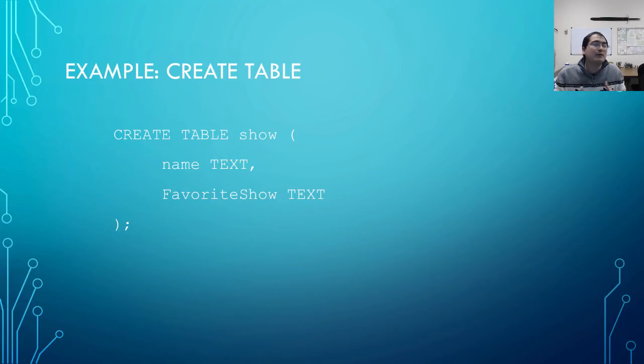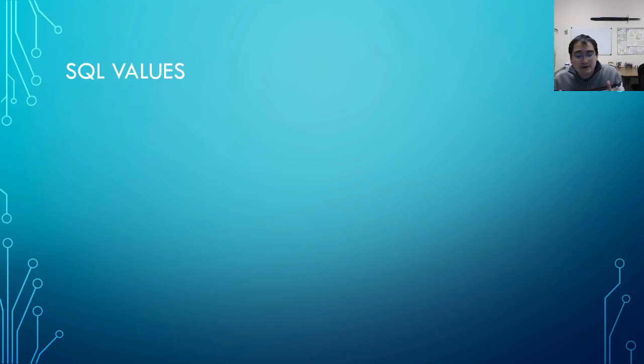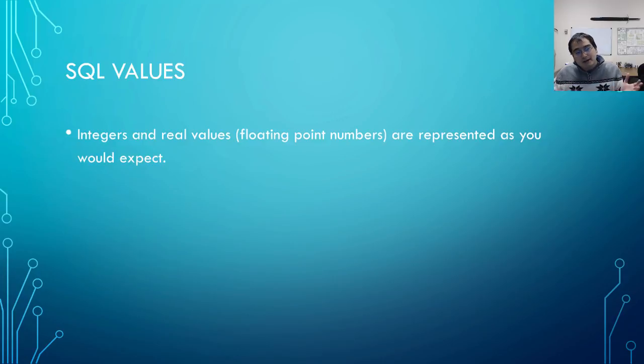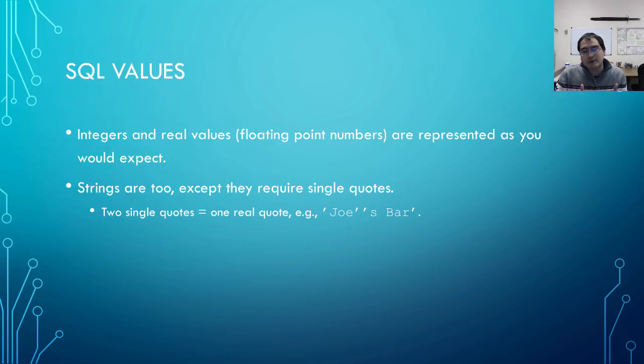Now let's talk about how we add data to this table. In order to do that, we need to first talk about values. How do you represent numbers and strings in SQLite? Integers and real values are basically what you expect. If you want to represent a 3, you write a 3. If you want to represent 3.5, you write 3.5. Strings are pretty simple too, except you're only allowed to use single quotes to denote strings. So you have a single quote in the beginning, you have your string, and a single quote at the end.